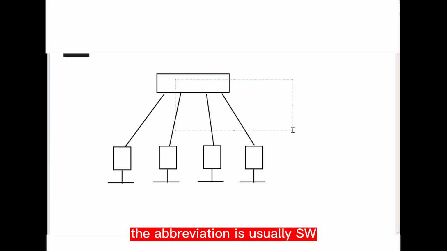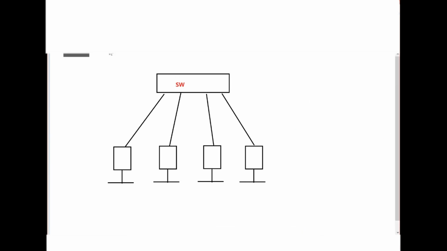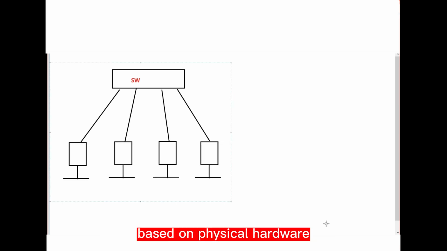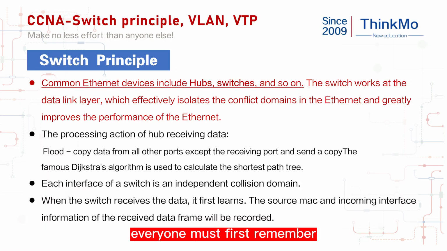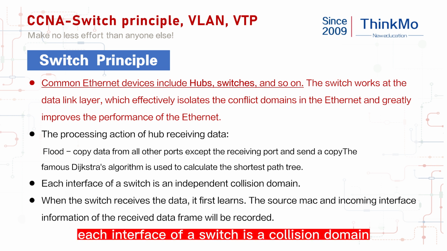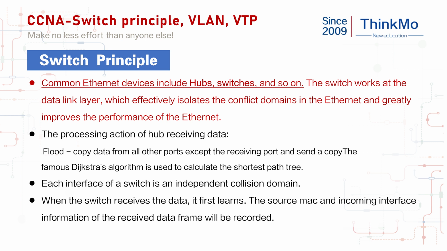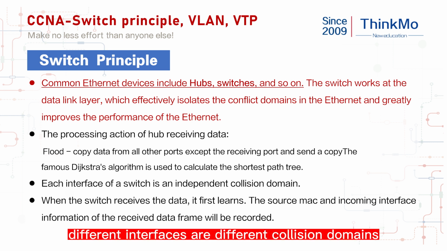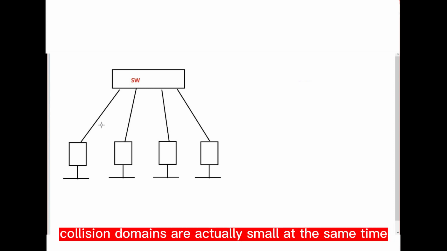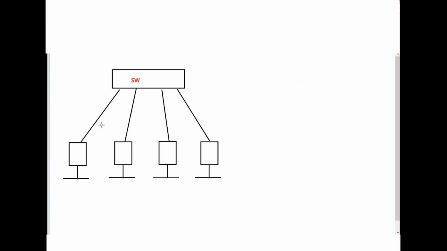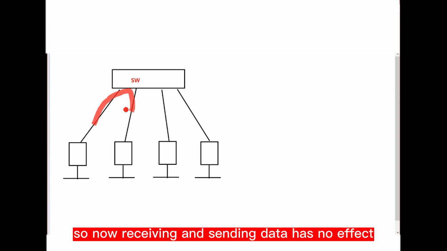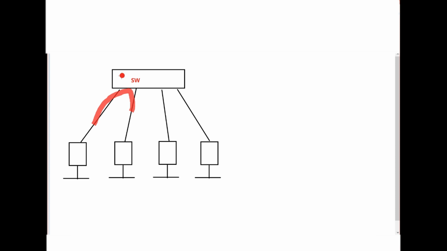The abbreviation is usually SW. Switches work differently than hubs, which are based on physical hardware. Everyone must first remember that for switches, each interface of a switch is a collision domain. Different interfaces are different collision domains. Then it means collision domains are actually small. At the same time, there is only one line like this, so receiving and sending data has no effect.